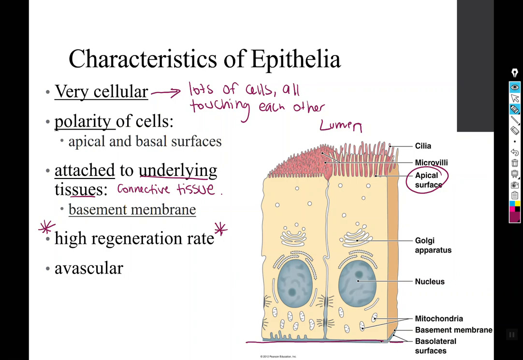There's a trade-off, though, and that is that because they have higher rates of regeneration, epithelia are more prone to cancer than other kinds of more slow-growing tissues. So can't win them all.